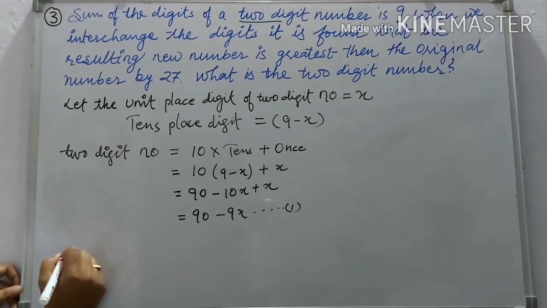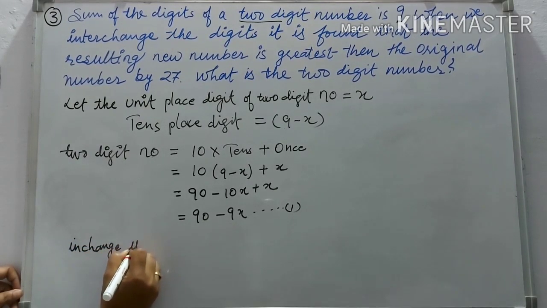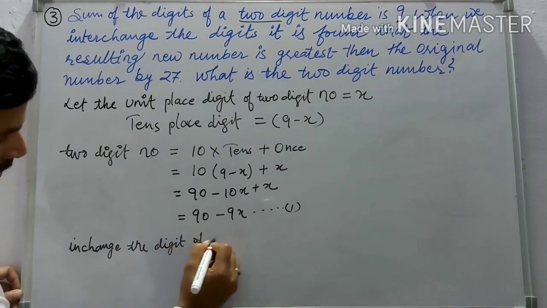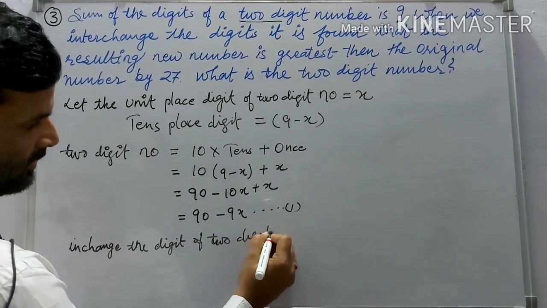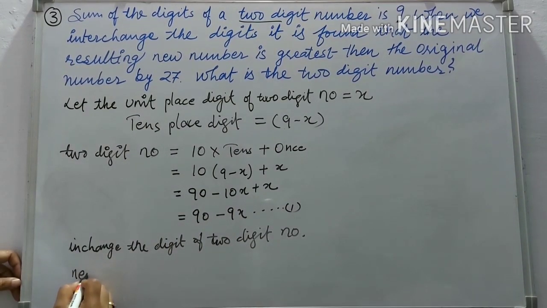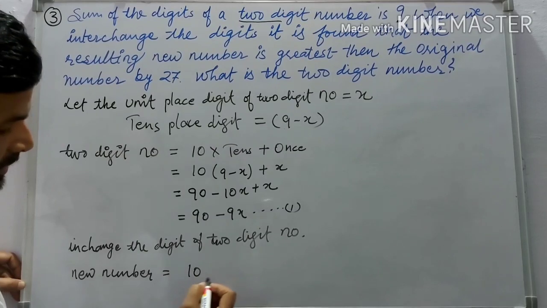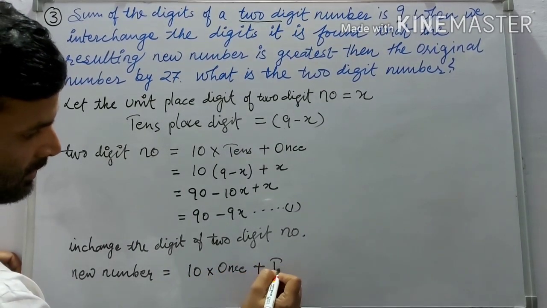Interchange the digits of a two-digit number. It means there is a new number. The new number is 10 times the ones digit plus the tens digit.